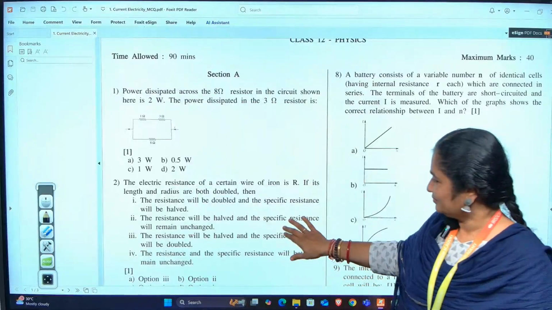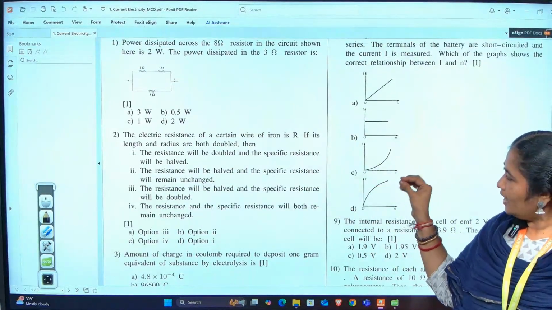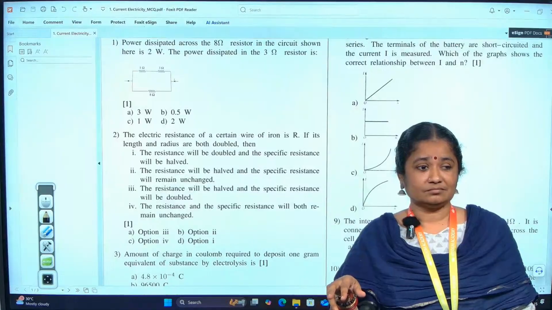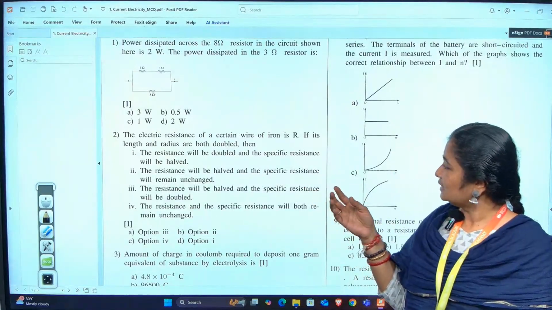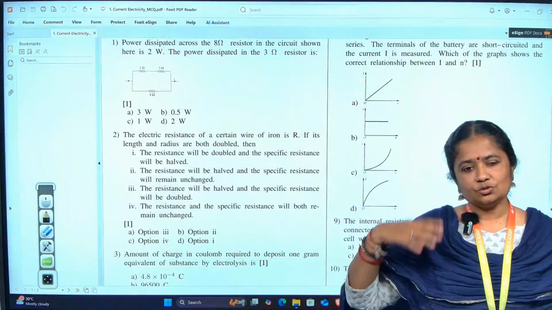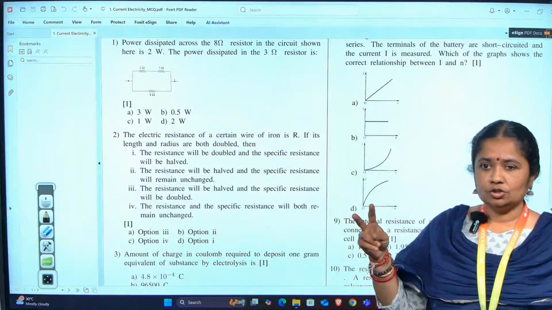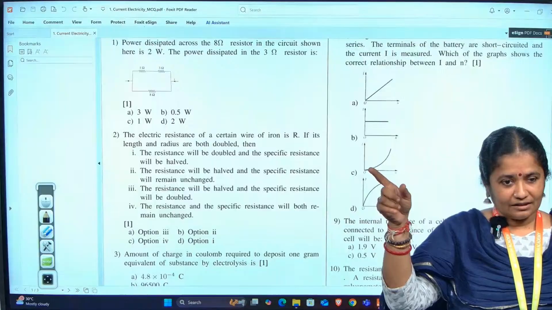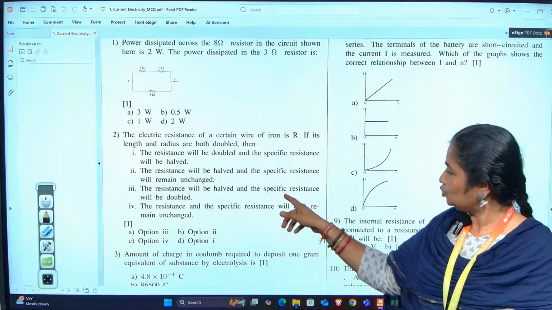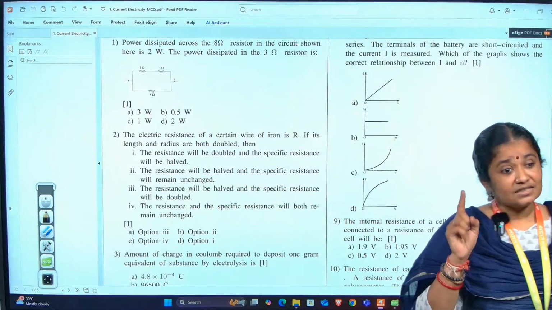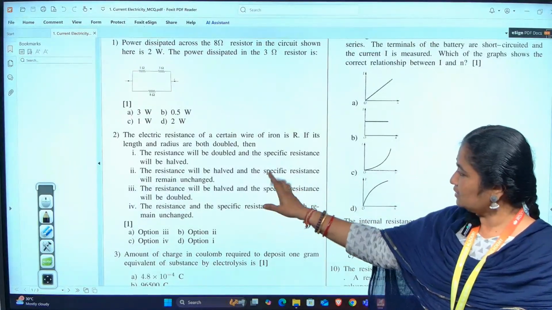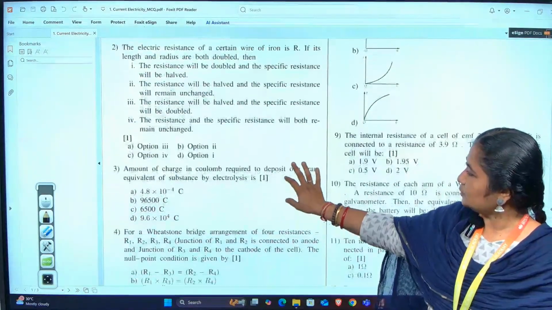Next: the electrical resistance of an iron wire is R. If its length and radius are both doubled, what happens? When the radius is doubled, what happens to the area? It increases 4 times. Length is increased 2 times and area is increased 4 times. The length increase comes in the numerator, the area increase comes in the denominator. So 2 by 4, the net effect is 1 by 2. The resistance will be halved, but I repeat, specific resistance, resistivity, never depends on the dimensions. So the resistance will be halved and the specific resistance will remain unchanged.